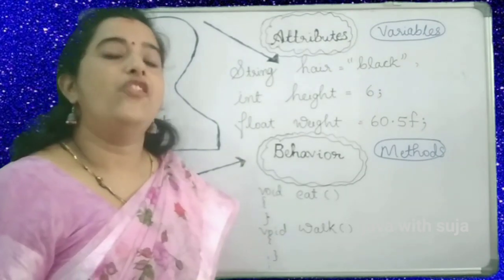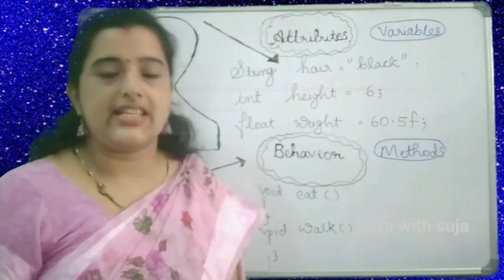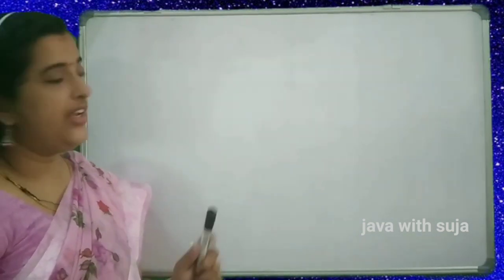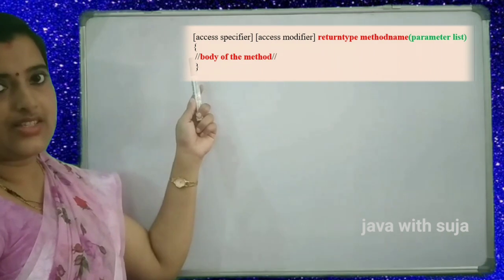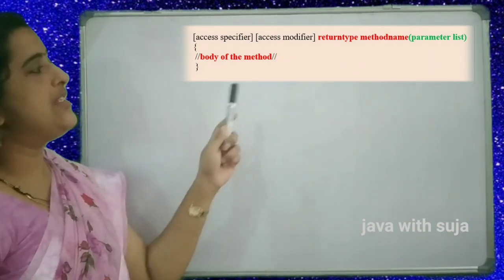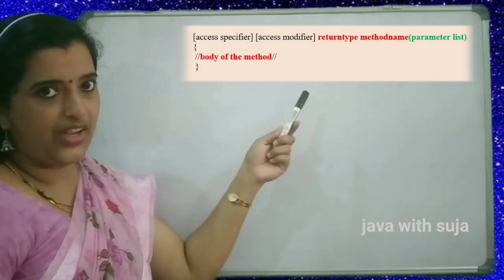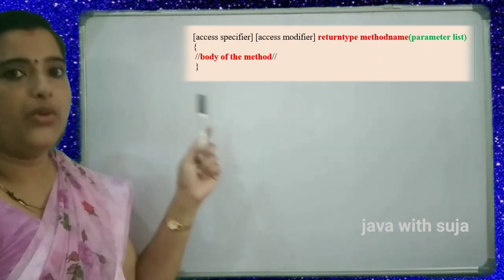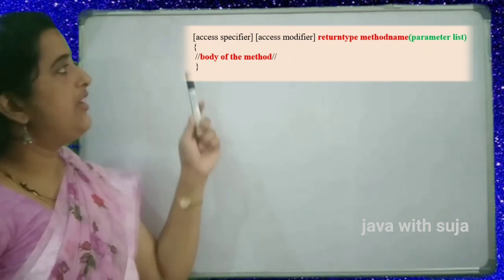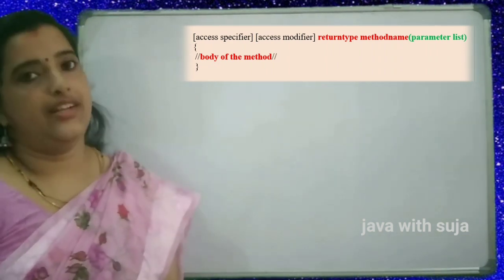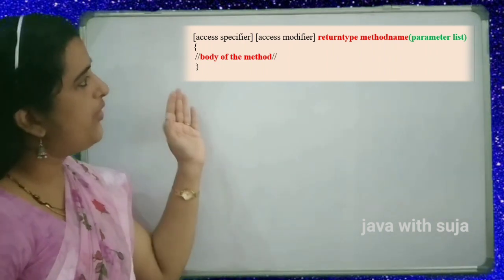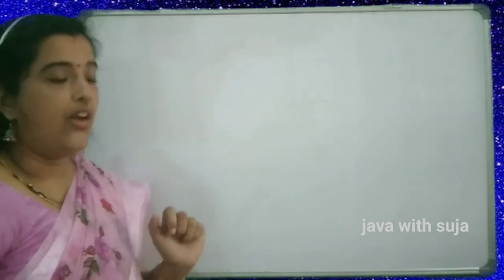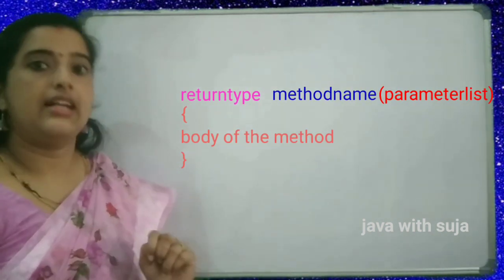So let us see what a method is, its syntax and its definition. Let us see the syntax of method definition. Here you can see the first part contains the access specifier, then comes the access modifier, and then the return type, method name, argument list and body of the method. So these constitute the method definition. You might have noticed that there are a total of 6 parts. Even though there are 6 parts, only 4 parts are compulsory.